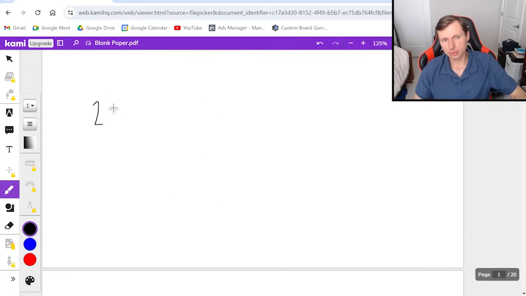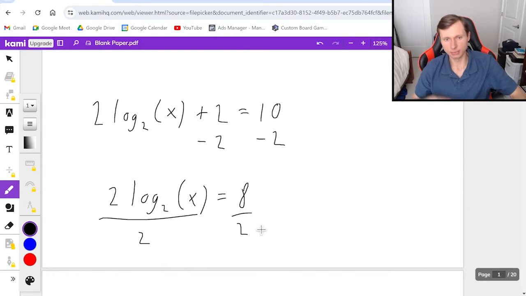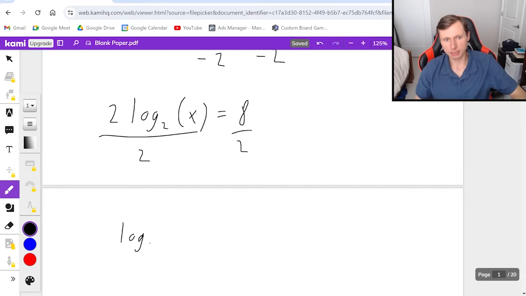Now what if I have 2 log base 2 of x plus 2 equals 10? For this one, before I take base 2 of both sides, I need to isolate the logarithm. That means subtracting 2 from each side first. So 2 log base 2 of x equals 8. Then I'm going to divide by 2. So log base 2 of x equals 4.